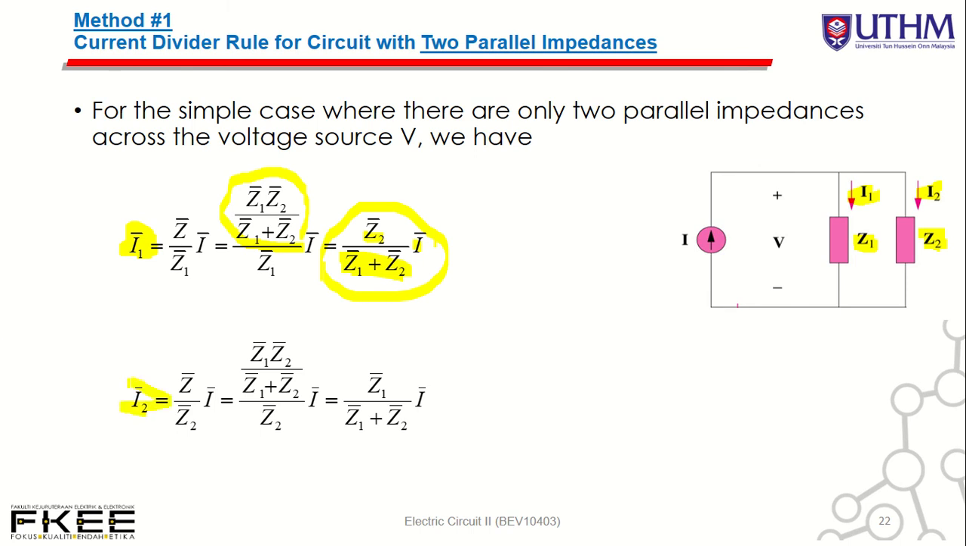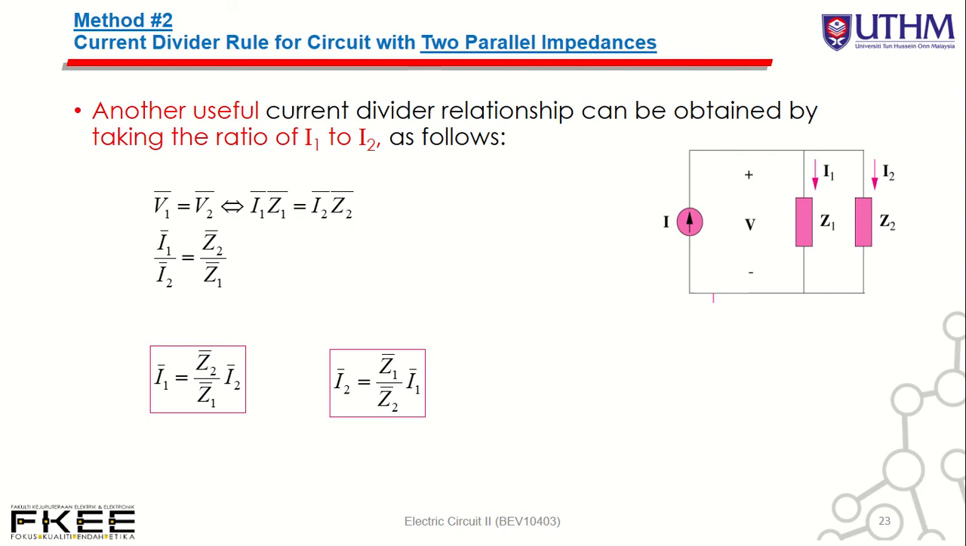Similarly to I2, okay, we derive this equation, divided by Z2 times I. So we can get this equation, equal to Z1 divided by Z1 plus Z2 times I. Okay, in order to determine current through Z2 equal to the ratio of Z1 over total Z, Z1 plus Z2, times I. That's the way how to remember. Or in other words, we have another approach to determine current. So we know that voltage across Z1 equal to voltage across Z2.